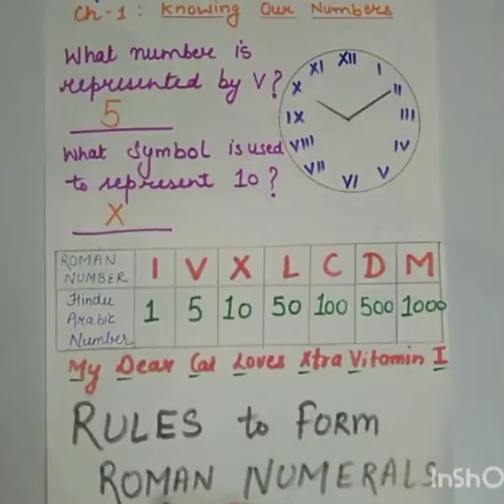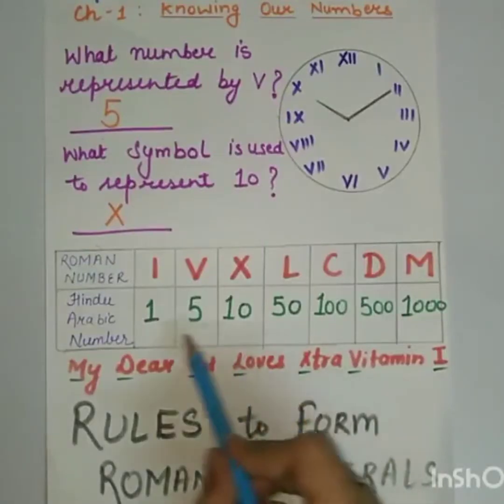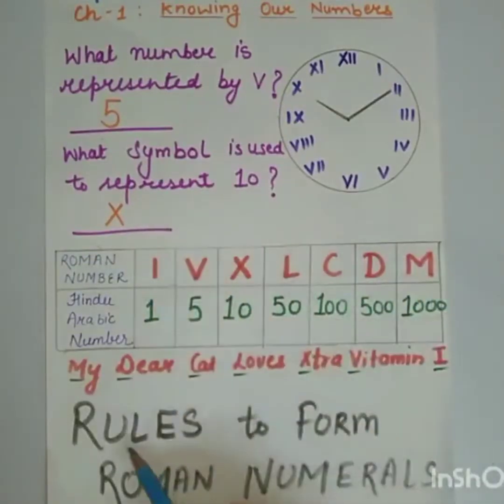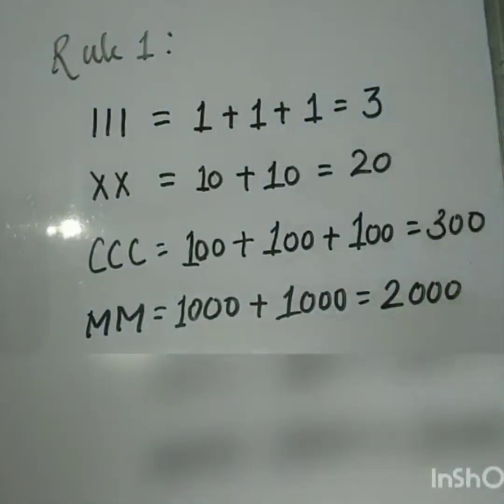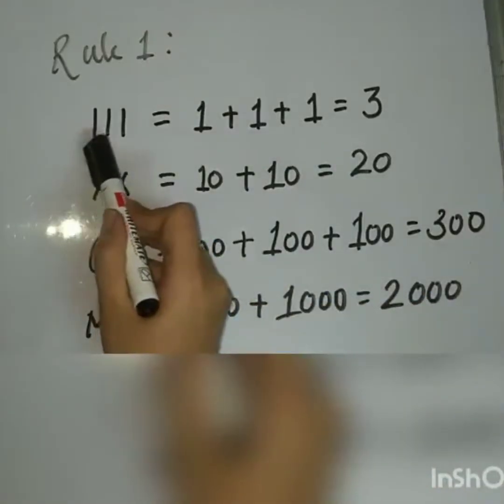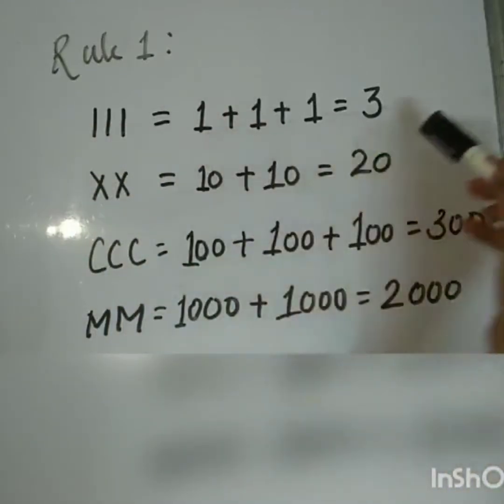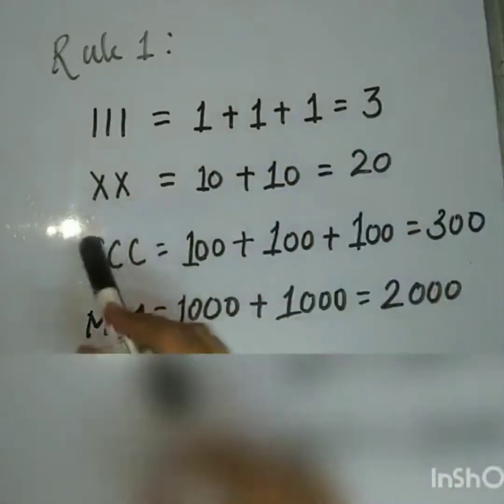We can form different Roman numerals using these symbols and by following the rules which are explained as follows. Rule number 1. If a symbol is repeated one after the other, its value is added as many times as it occurs. For example, I I I will add up to 3.